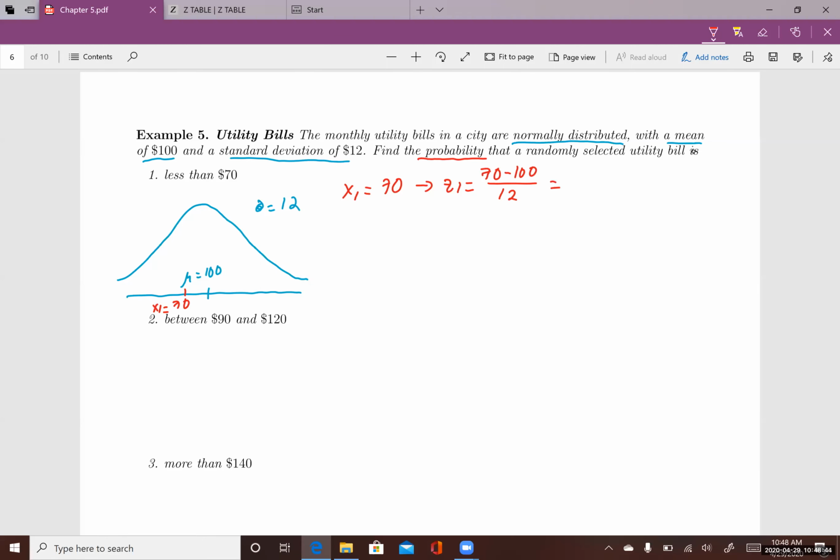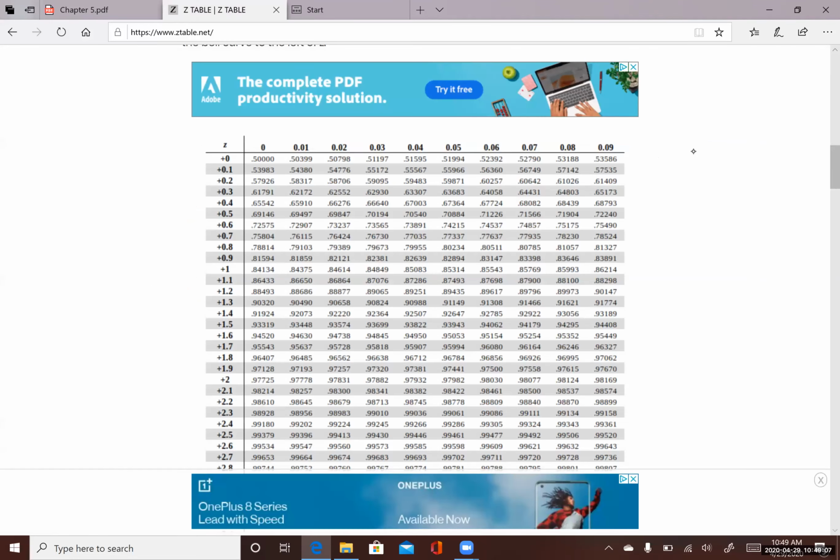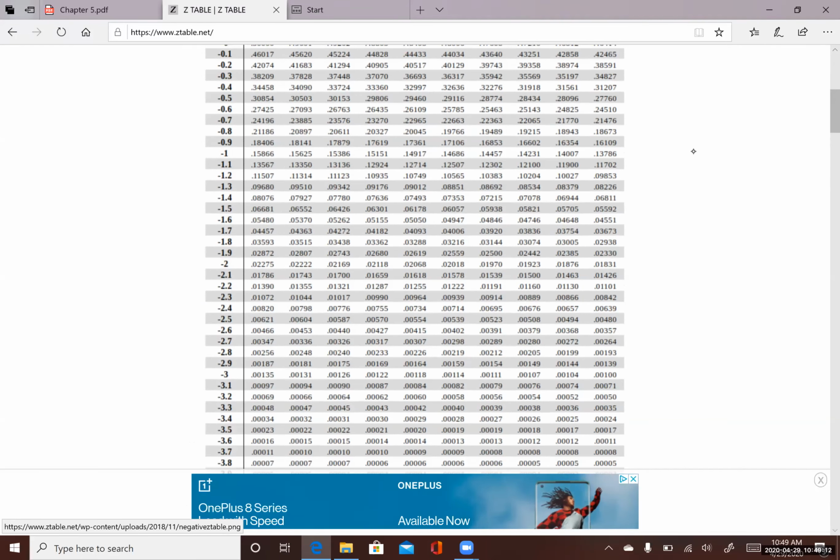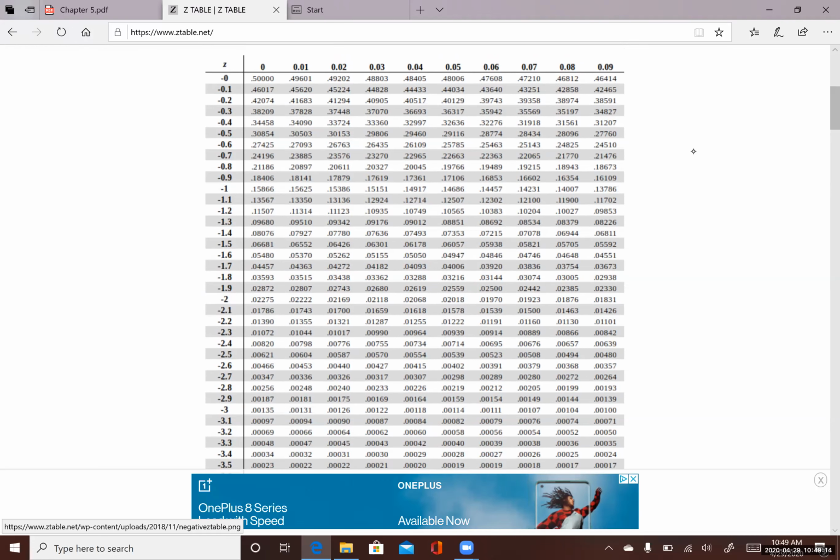Which will give you negative 2.5. All right, once you have the z value, you can use the z table to find the probability. And in this case, less than, that means you need to find the probability to the left of this value. Negative 2.5 is 2.5 and 0. So 0.00621.